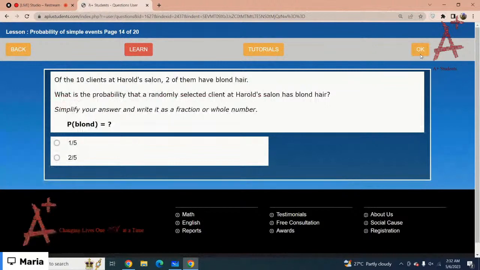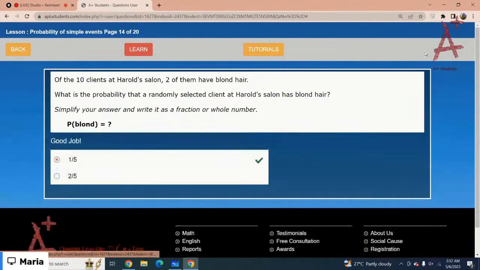Of the 10 clients at Harlot's salon, 2 of them have blonde hair. What is the probability that a randomly selected client at Harlot's salon has blonde hair? So which is the correct option? It would be 2 over 10, and when you simplify the answer, it would be 1 over 5. The correct option is 1 over 5.